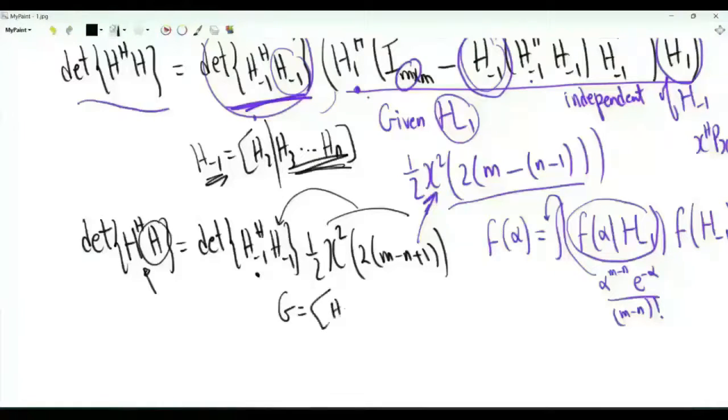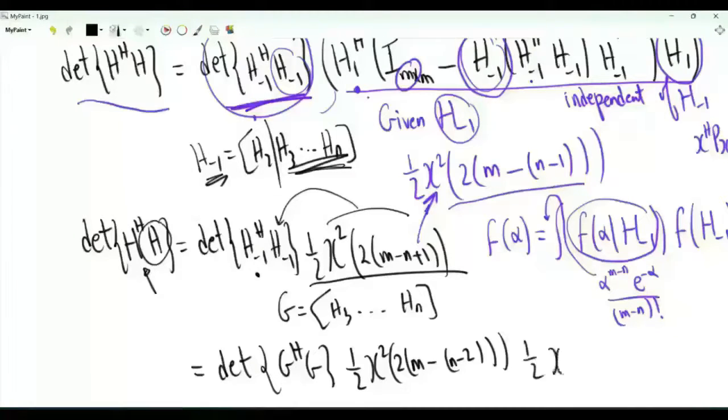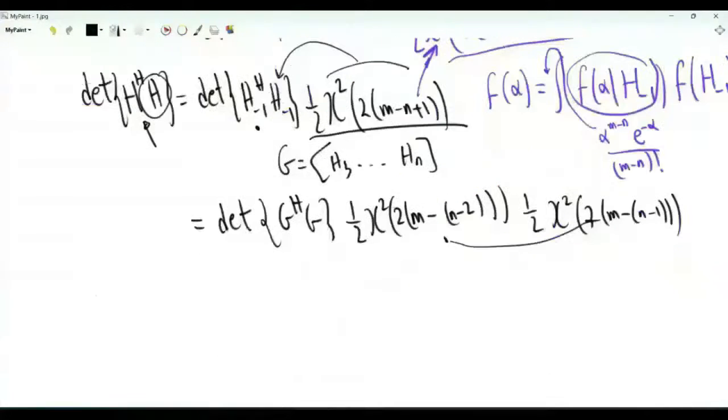If G is the matrix containing these columns, so it is an m by n minus 2 matrix, then the determinant of H Hermitian H can be written as the determinant of G Hermitian G multiplied by a random variable that is 1/2 a chi-squared random variable with a number of degrees of freedom equal to 2 times (m minus (n minus 2)). We also have this random variable from the first step. This random variable is independent of this one. It is also independent of matrix G.